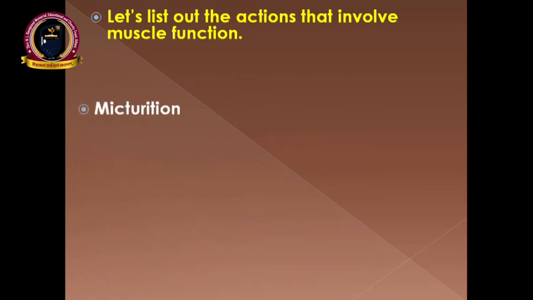Micturition, that is releasing the urine out. That's also involving the action of muscles. And sphincters. Sphincters are also muscles which, when relaxed, the urethra opens up and the urine is let down. And even in the wall of the urinary bladder, there are smooth muscles which contract to push the urine out. So that's how micturition is also a function of muscles.